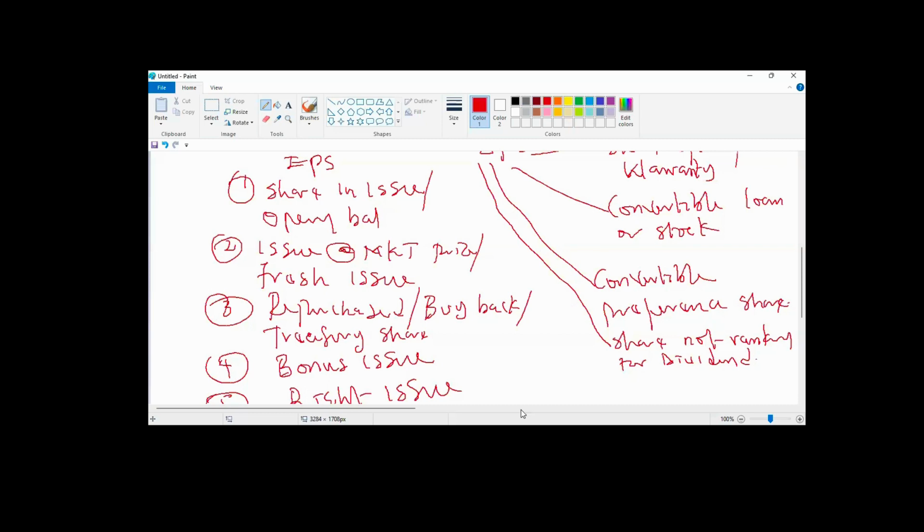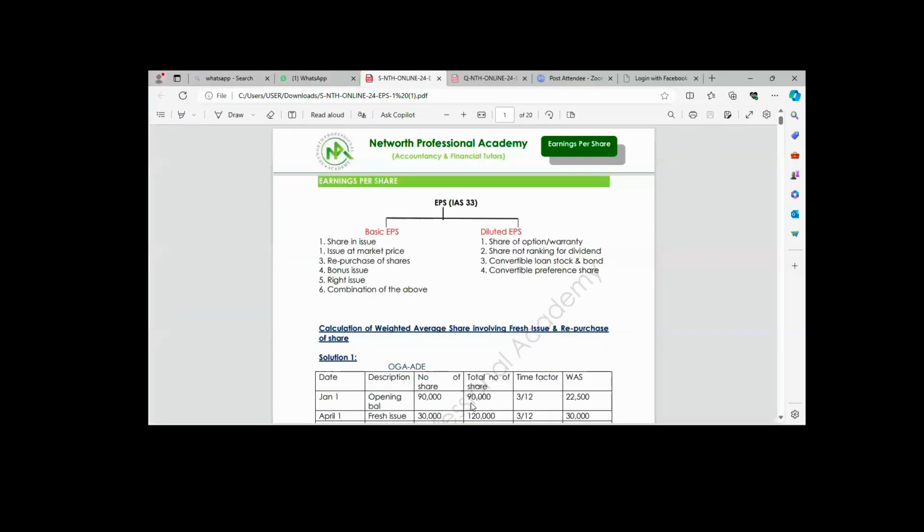Now, I hope you can see my screen. Well, normally, this is the sixth that used to come out: shares in issue, issue at the market price, repurchase, bonus issue, rights issue, and the combination of them. But after this, we don't have any account again. So accounts will not come your way anymore. So you must know everything.